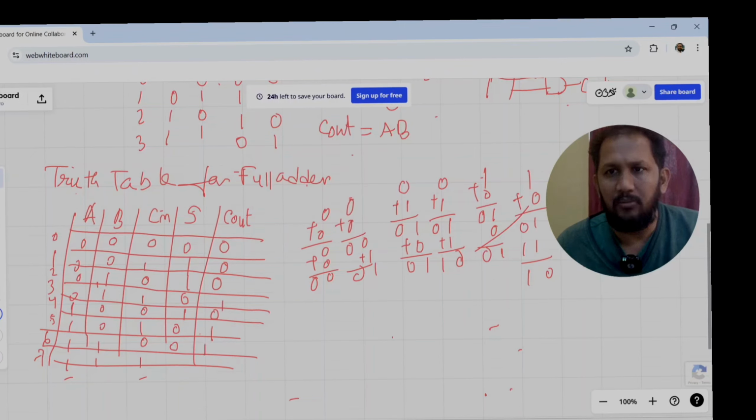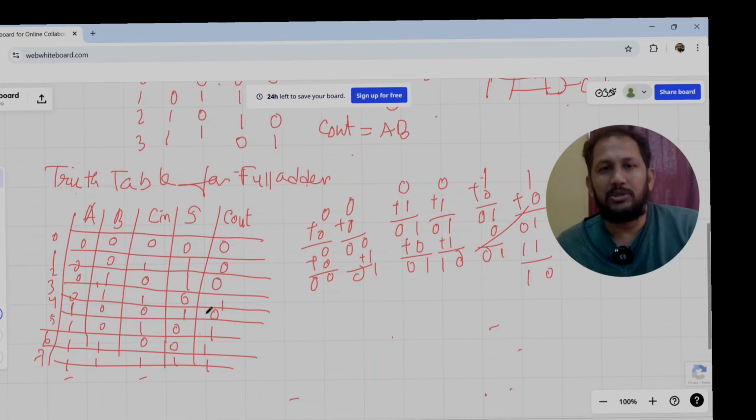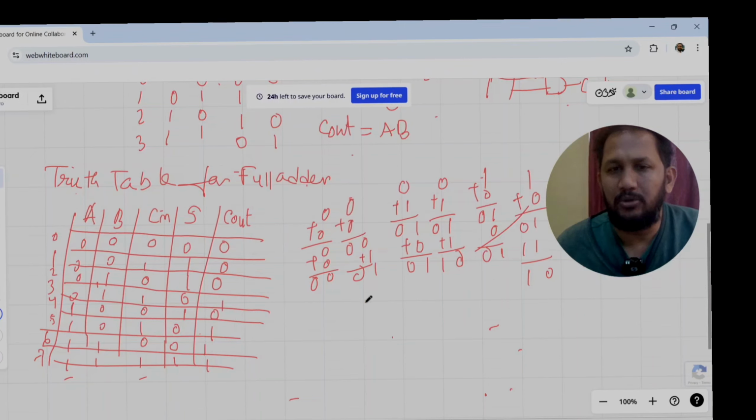Next, 1 and 1: 1 plus 1 added together gives 10, sum 0 carry 1. Then the next one is added: sum 1, carry 1, meaning 1 and 1. So this is the truth table for the full adder. Now we need to construct the Boolean expression. For finding the Boolean expression, there is no need to use a K-map. Just simply express the Boolean expression using the min terms.